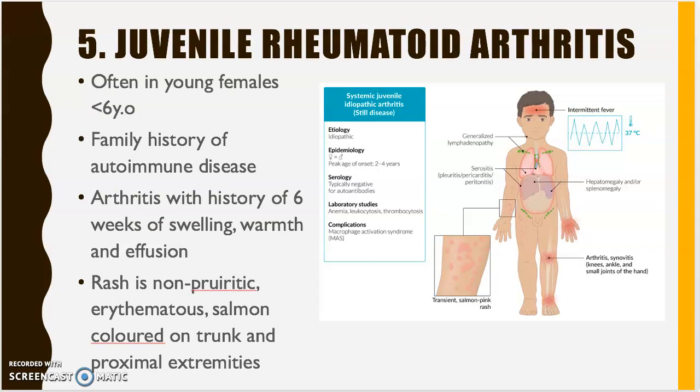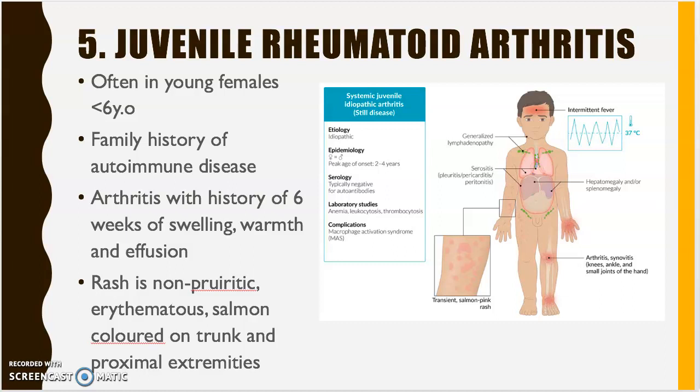So the fifth one is rheumatoid arthritis. It affects young females of a younger age, such as less than 6 years old, and those with a family history of autoimmune disease are at risk for juvenile rheumatoid arthritis. Arthritis has to be present for at least 6 weeks with swelling, warmth, effusion, painfulness, and also limited range of motion. Rheumatoid factor is also present in people with juvenile rheumatoid arthritis.